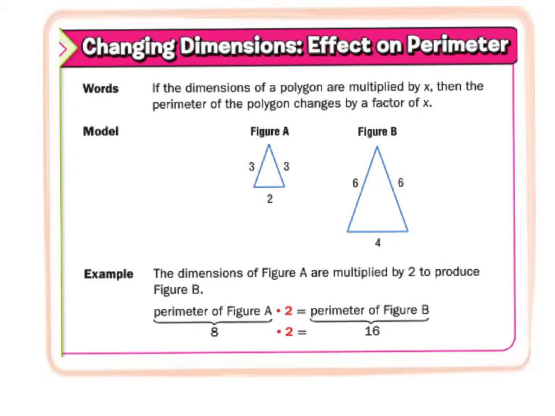Okay, so the first thing that we're going to look at is if you change the dimensions. So if you change the length or the width, what would happen to the perimeter? So our main focus for this one is the perimeter.